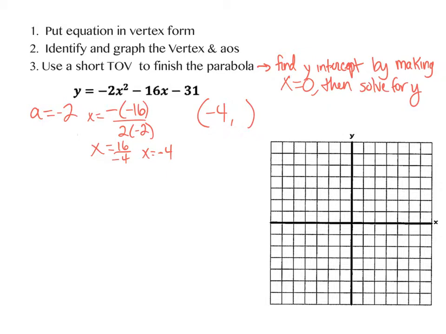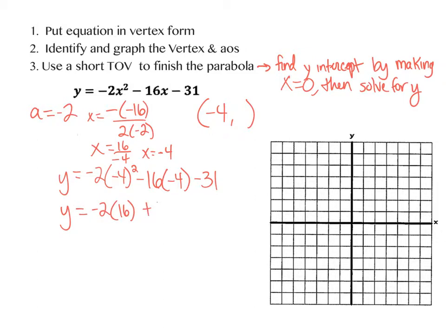So just like last night's homework, right? Then I have to find y. Plug it in, plug it in. Instead of x in my standard form, put negative 4. And it's a lot of math, actually. Negative 2 times 16 plus 64 minus 31. Big numbers.